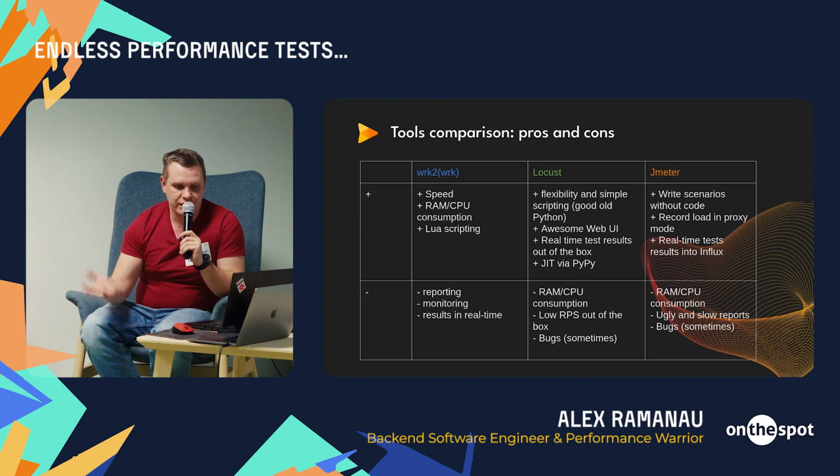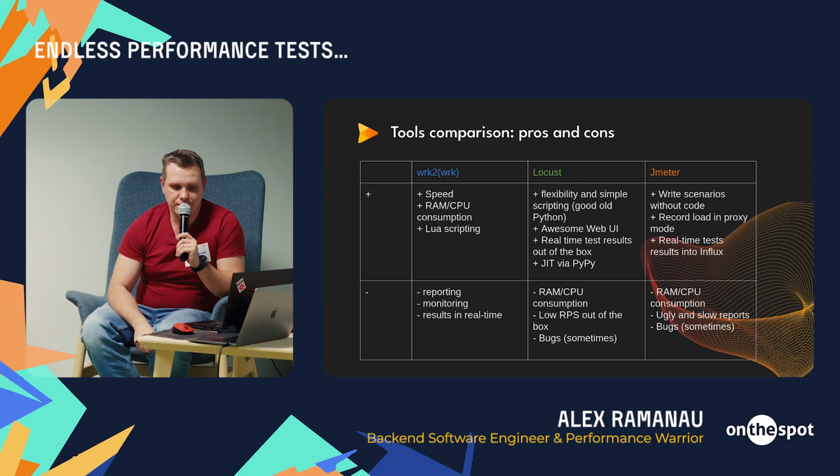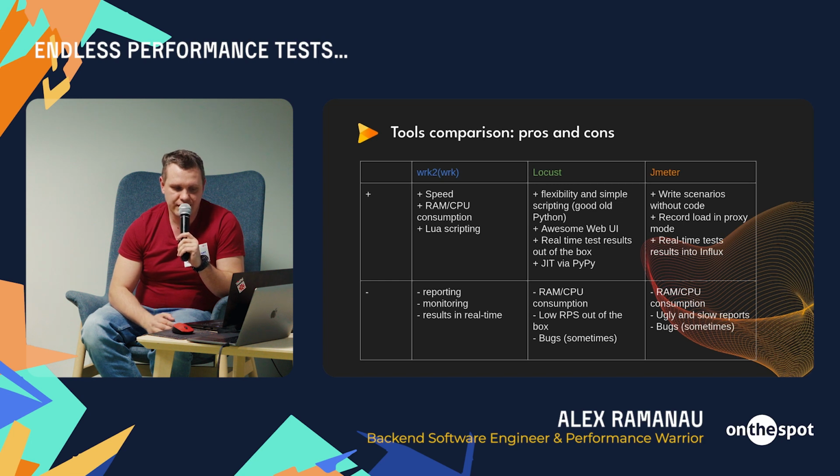Locust is for end-to-end testing, and it's very handsome. Also, you can run Locust using PyPy and use JIT for Python. Using PyPy, you can generate much more load, like 10 times more load on the same resources. JMeter is also a nice tool. They all have some drawbacks.